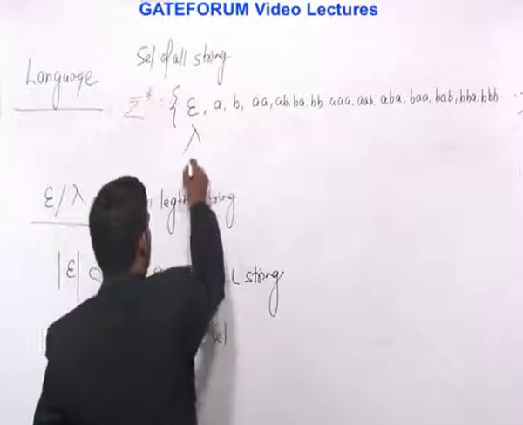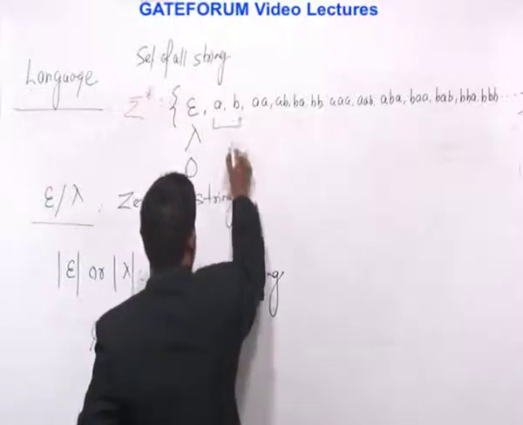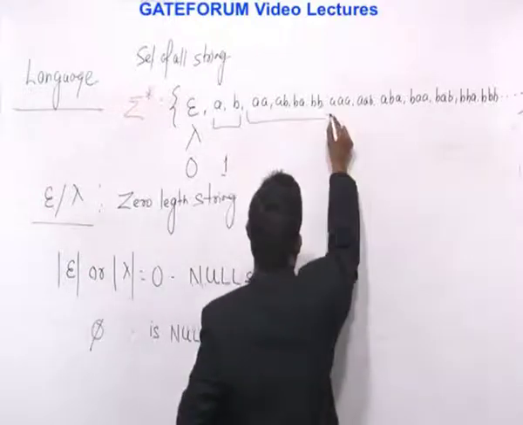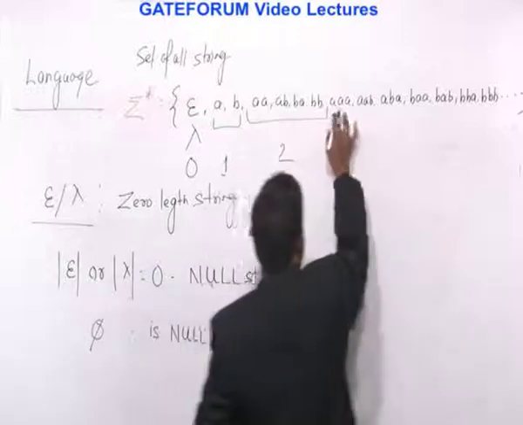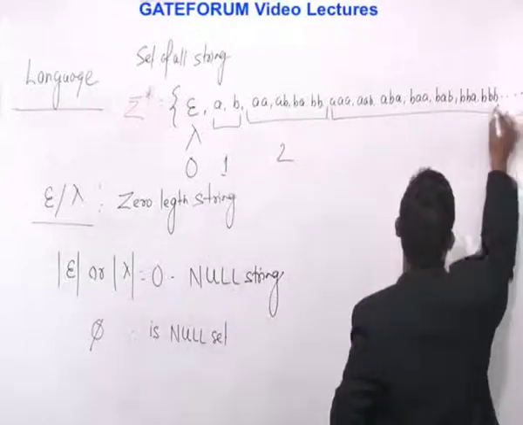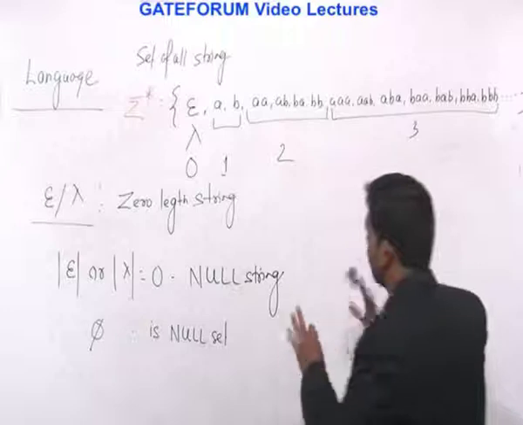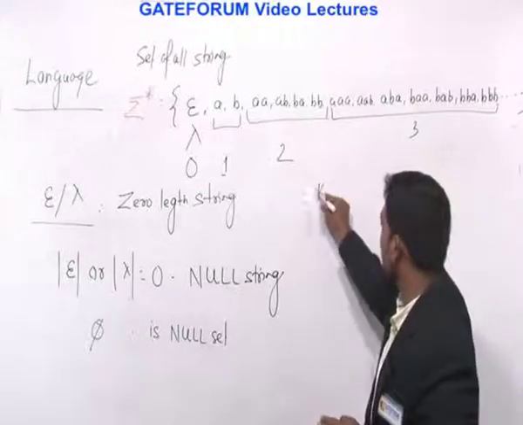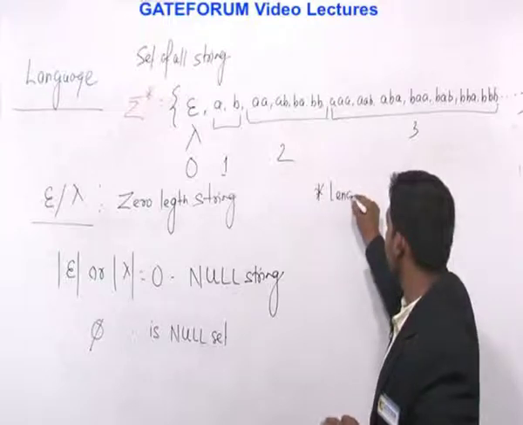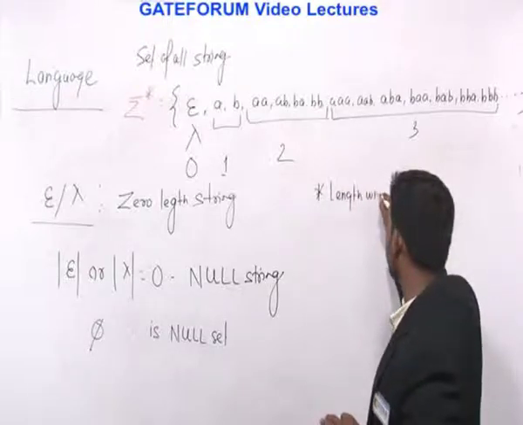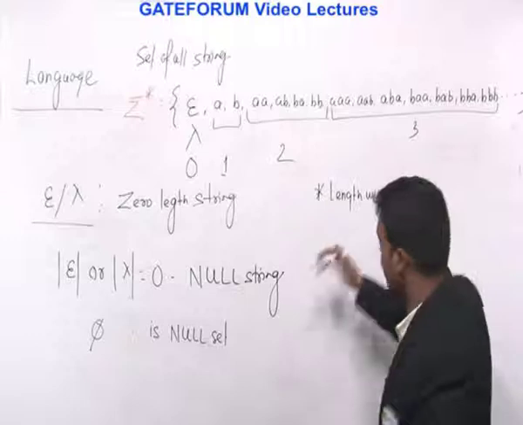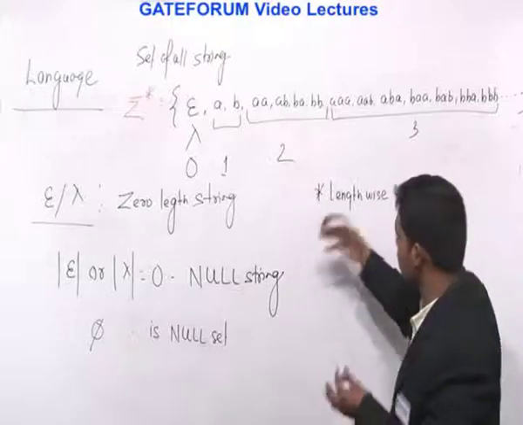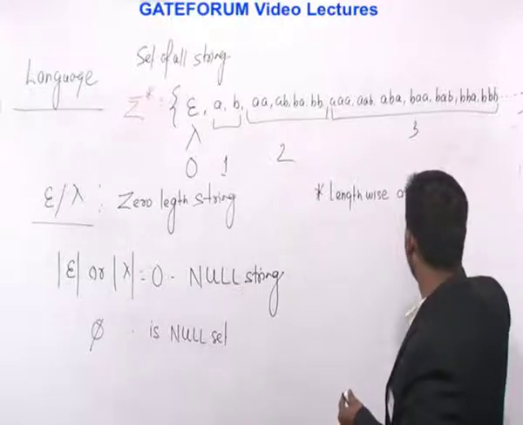So this is length 0. This is length 1. This part is length 2. This part is length 3. So first of all, I have written sigma star in lengthwise ordering. And later, when you write a language, just maintain this lengthwise ordering.